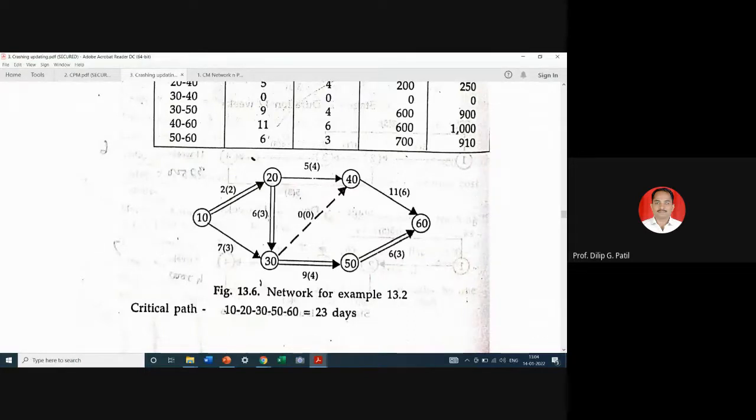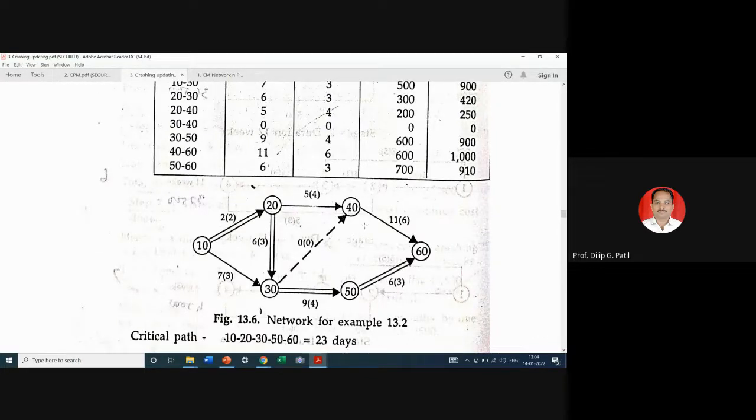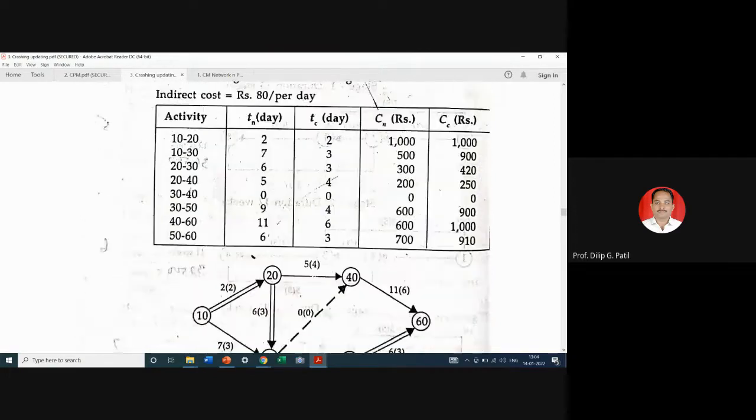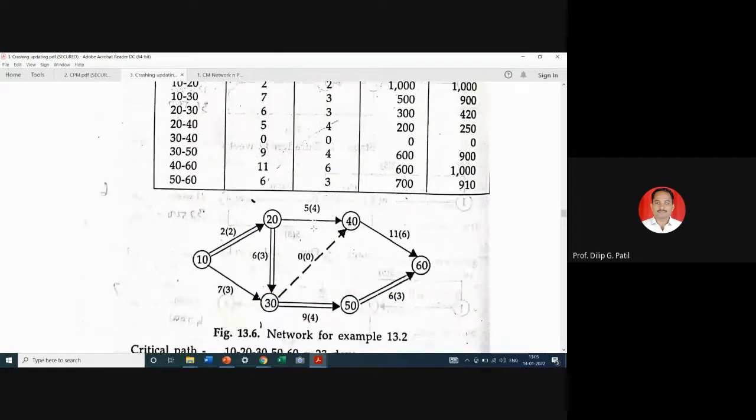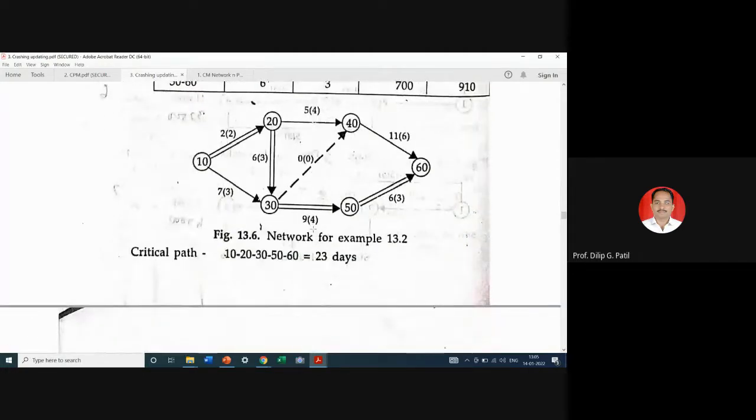From this you have to calculate project duration and critical path as per our usual process. You have to calculate cost slopes, and then you have to decide which critical activities are to be crashed, and by what duration and preference. In that way you have to see the activities having least cost slope.